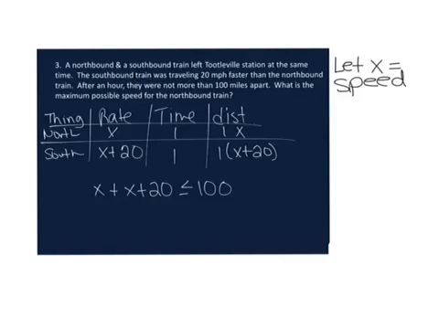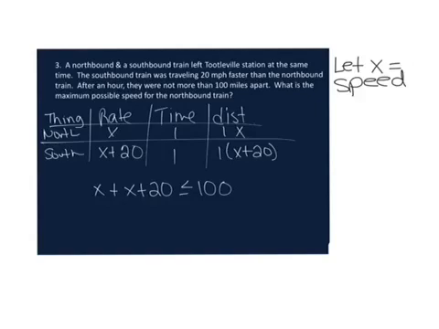Our things would be the north and south train. Your rate is what we don't know. Okay, that's what we're trying to find. So the southbound train was traveling 20 miles per hour faster than the north. So the northbound train has to be x because the southbound train is in a relationship with that. We're doing something to the northbound train to get the southbound's rate. So that's why we're going to get x plus 20.